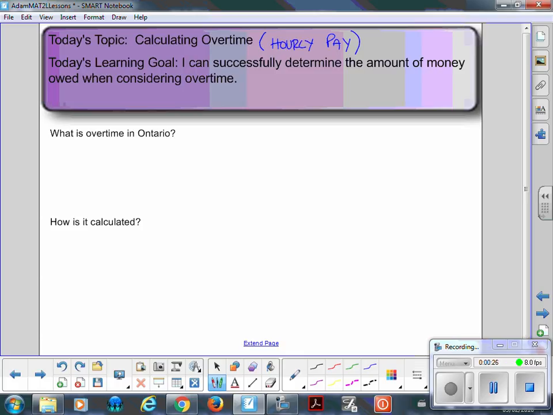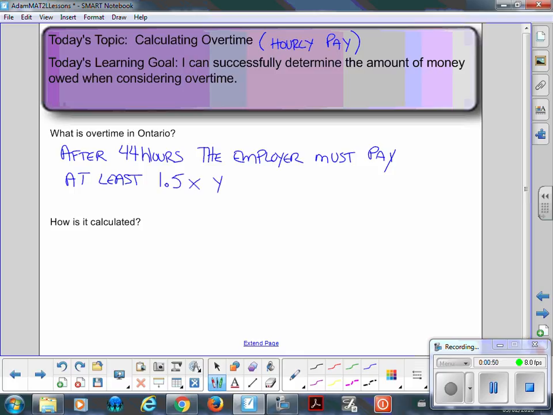Overtime in Ontario is after 44 hours. The employer must pay at least, which means they can go more than that, at least 1.5 times your hourly rate. So in Ontario, once you hit 44 hours, anything after that is overtime, and you get 1.5 times your hourly rate. So how's that calculated?